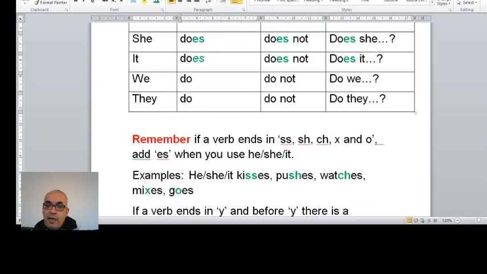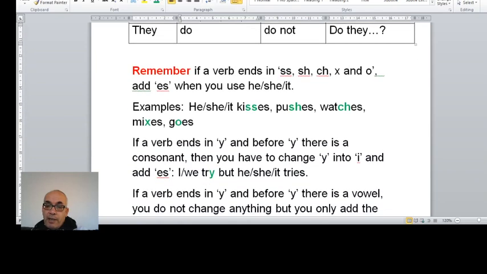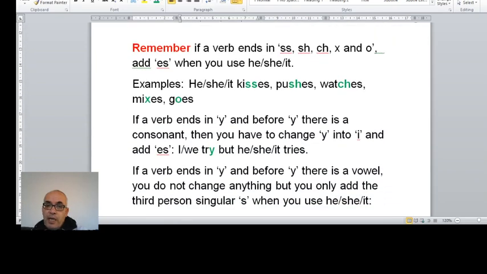Now, this is a grammar rule for you about spelling. If a verb ends in s, ss, sh, ch, x, and o, add es when you use he, she, or it. So he, she, it kisses. As you can see, kiss has double s, and we have to put es, because it has got double s. Push has got sh, so I put es.